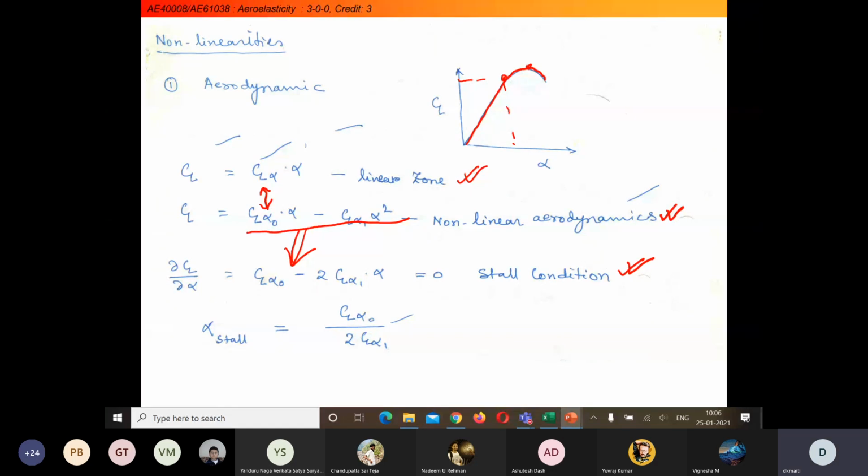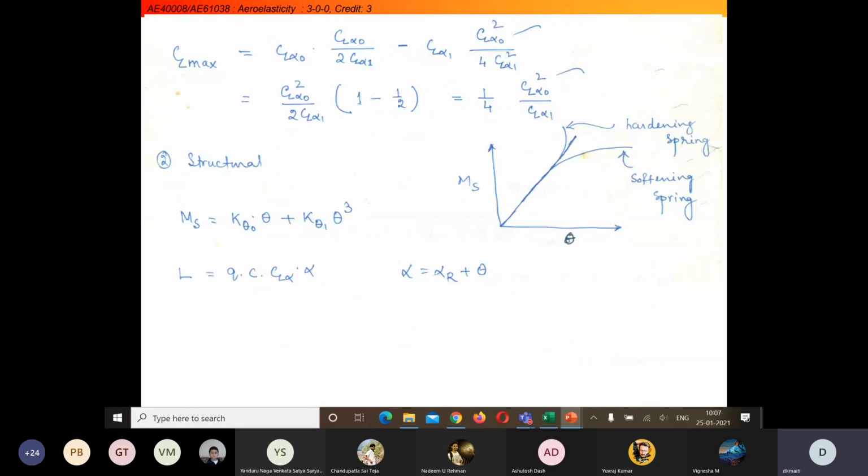Is it clear what nonlinearity I am considering here from the aerodynamic theory point of view? Yes, sir. Okay. So if I substitute this alpha stall in place of alpha, I can find the CL max. After manipulation we get the relation 1/4 CL alpha naught whole square by CL alpha 1. This is the CL max from that curve.